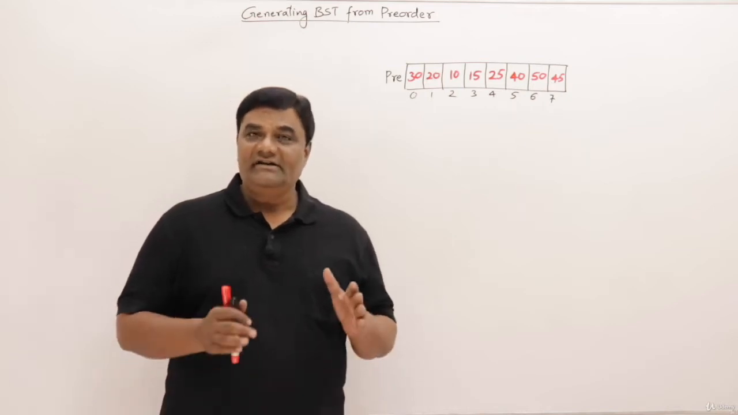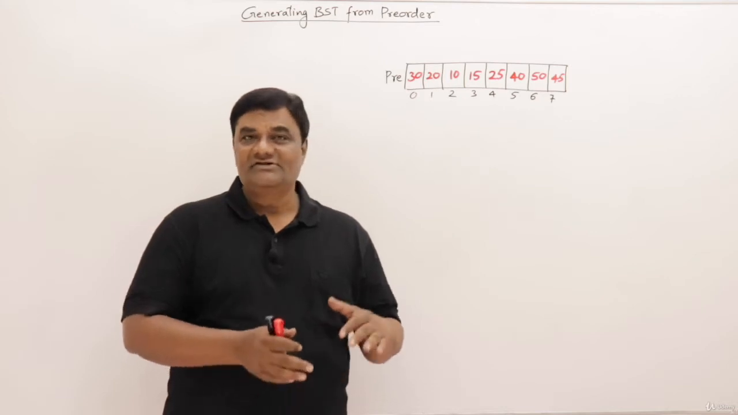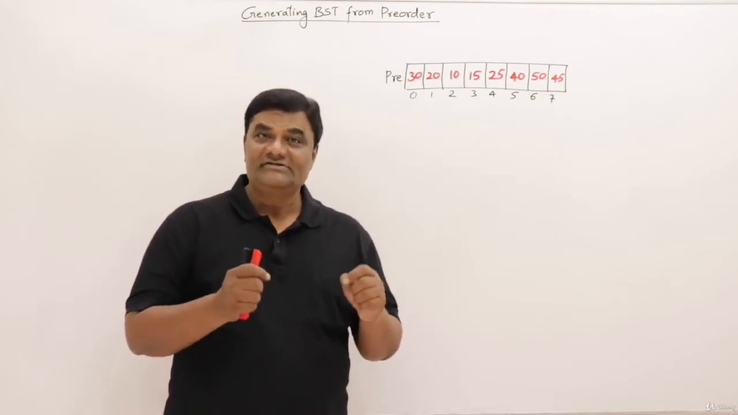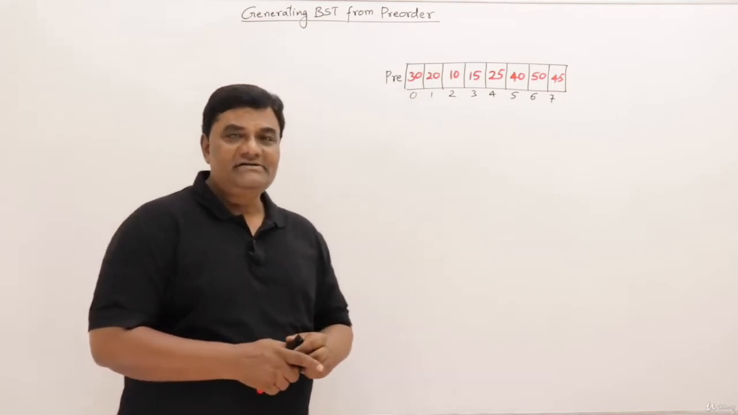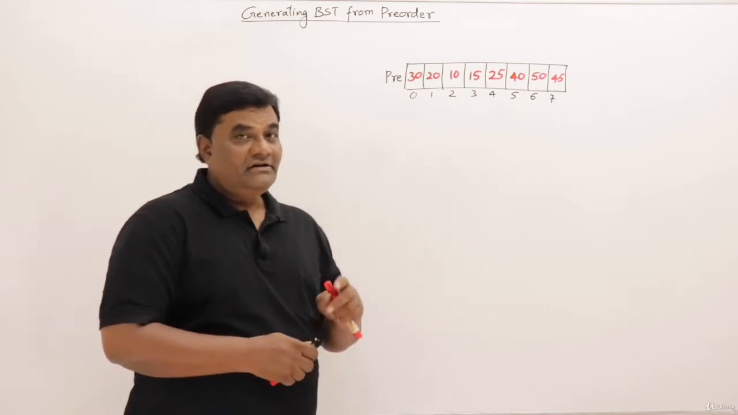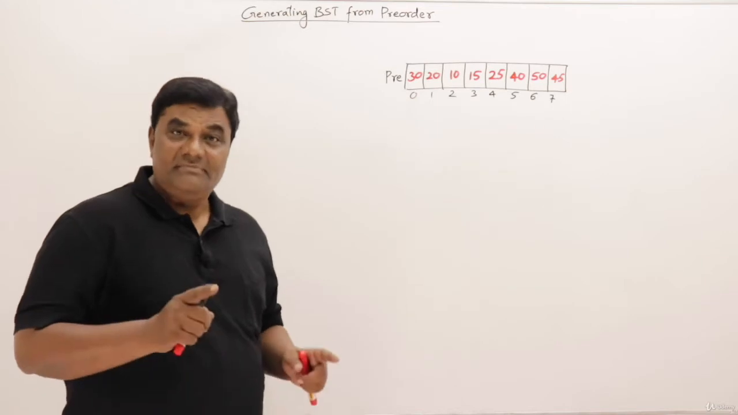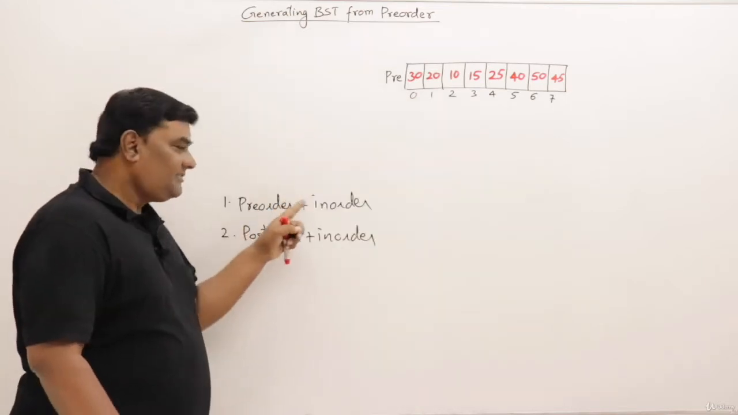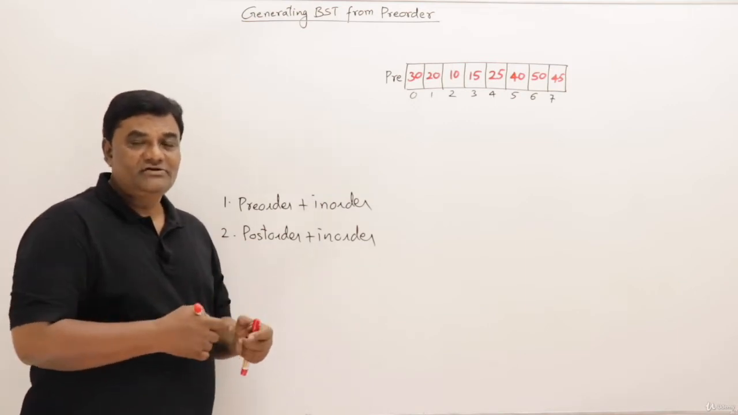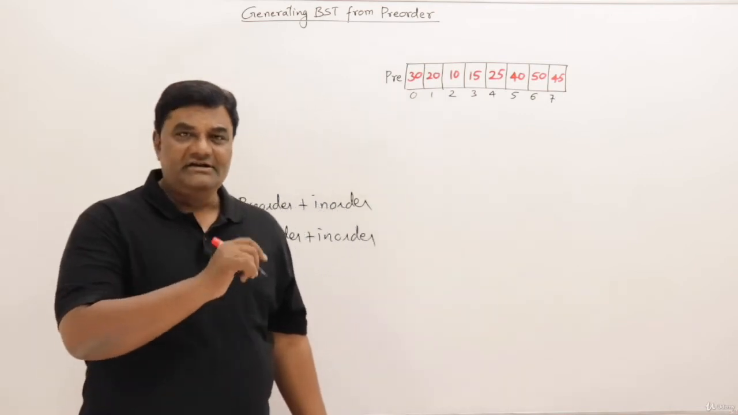The topic is generating binary search tree from traversals. A similar topic we have studied in binary trees, just binary trees, but these are binary search trees. In binary trees, we studied that for generating a binary tree, we need any two traversals, and among that, one of the traversals must be in-order: pre-order plus in-order or post-order plus in-order. Any one of these combinations must be given, then only we can generate a binary tree.